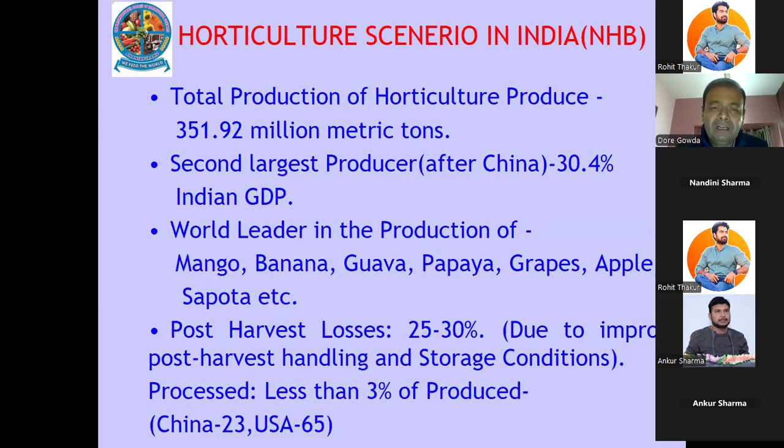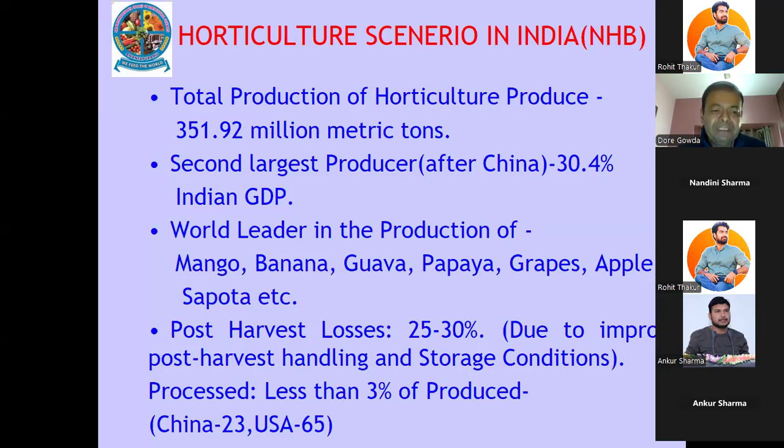India is the second largest producer after China, and horticulture and post-harvest contribute 30.4% to the GDP. India is also a world leader in the production of mango, banana, guava, papaya, grapes, apples, sapota, and other crops. But the pathetic thing is that post-harvest losses are very high in India compared to developed countries, 25 to 30%. This is mainly due to improper post-harvest handling, storage, and lack of sufficient processing facilities.